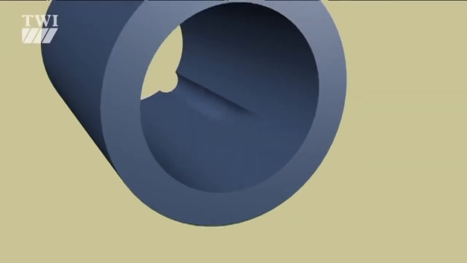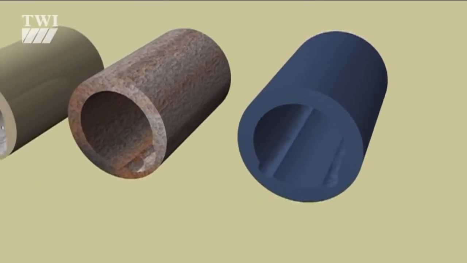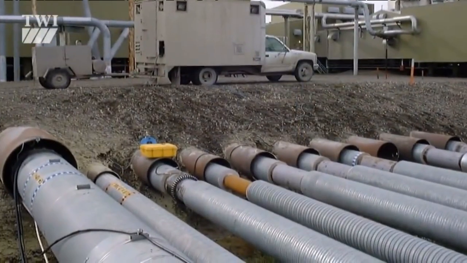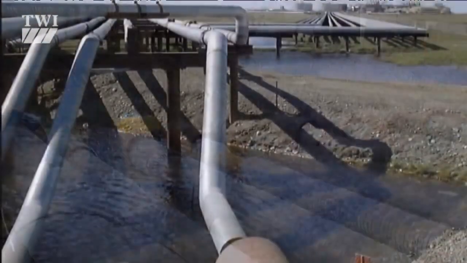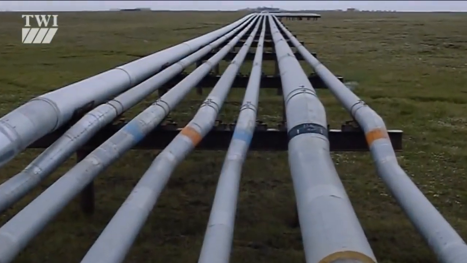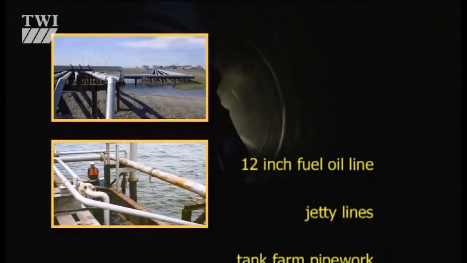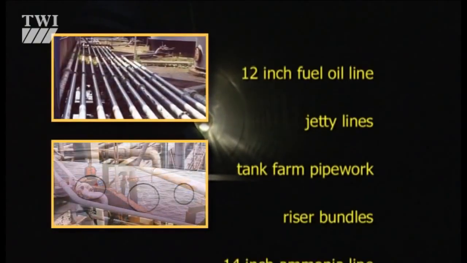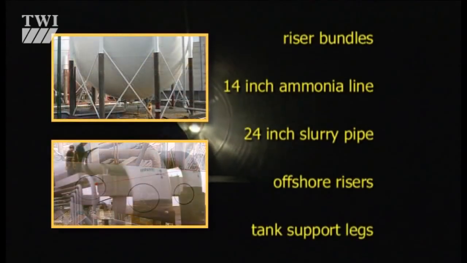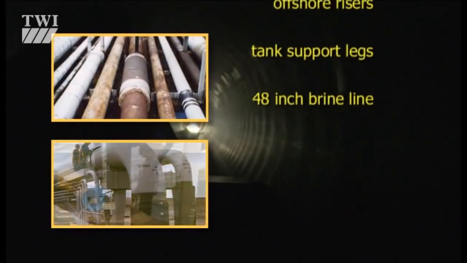It's used specifically to find both internal and external corrosion, and also erosion in thermally insulated coated and buried pipework, corrosion under pipe supports, and hidden welded joints. So it finds its niche in petrochemical process pipework, oil and gas transmission lines, gas manifolds, offshore risers, jetty lines, and power station boiler tubes.